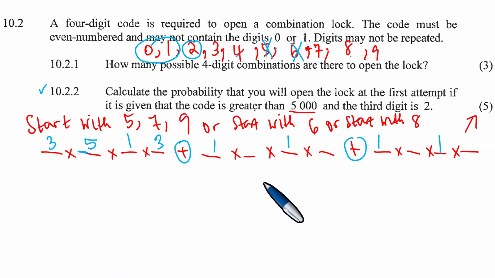Next, if you start with a 6, because the digit must be greater than 5,000. Greater than 5,000 means that you can start with a 5, 7, or 9, or you can start with a 6, because a number starting with 6, like 6 followed by 3 zeros, will be 6,000. All right, but we have one choice there. So if you start with 6, you start with 6. Let us check this one here. So you remove these things.